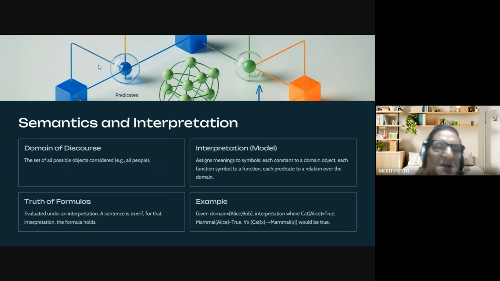Semantic interpretation: domain of discourse, the set of all possible objects considered, for example, all people.